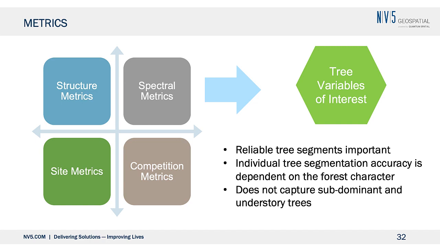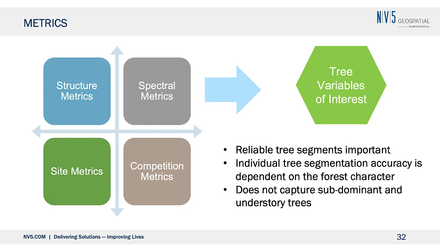As I said, in conifers, it classifies very well. In broadleafs, this geometric approach doesn't classify quite as well. And the other thing that we have to recognize is that we don't capture things we can't see. So we can't capture the subdominant and understory trees. But a lot of what people are interested in is the dominant. So we use those metrics and we create information on the tree variables of interest, be that biomass, basal area, timber.